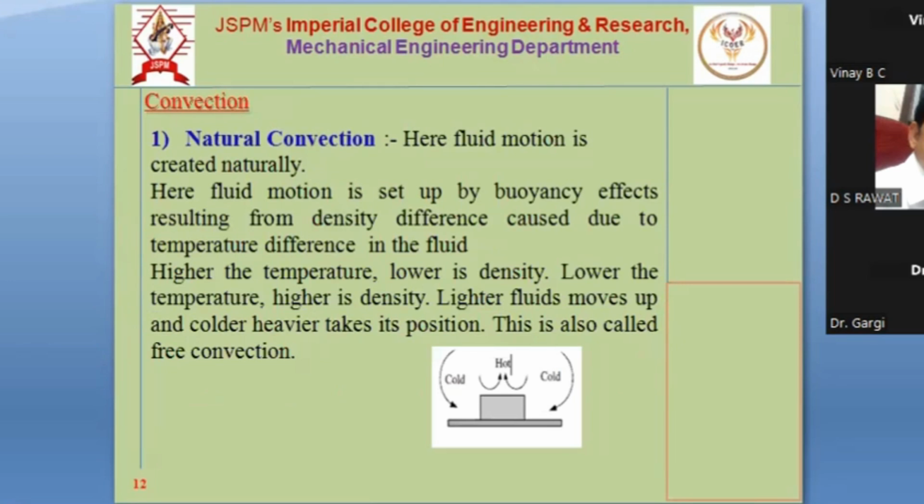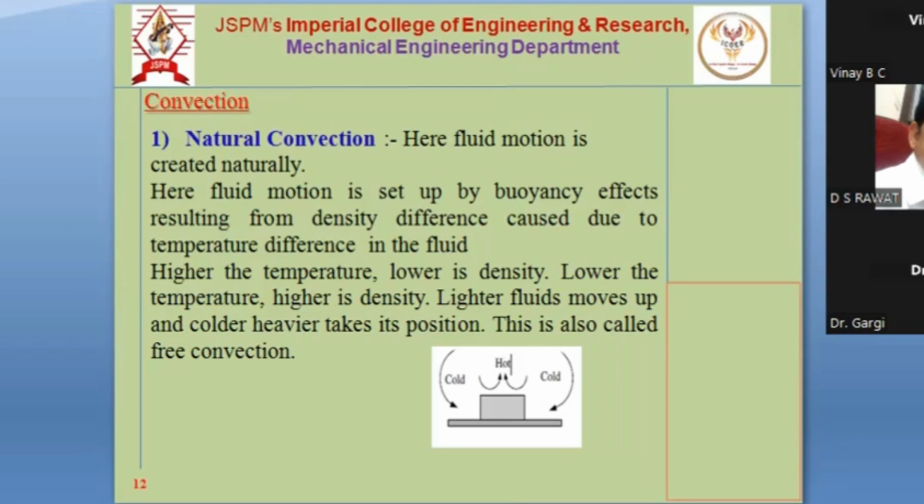As I mentioned, in natural convection the fluid motion is created naturally because of buoyancy effects, like the lighter fluid will move up and the heavier fluid will come down. Generally, as the temperature increases, the fluid becomes lighter, and as the temperature reduces, it becomes heavier. So heavier will move down and lighter will move up. Because of that, the flow of the fluid is created. But what is the drawback of natural convection? We cannot achieve a high rate of heat transfer in natural convection.